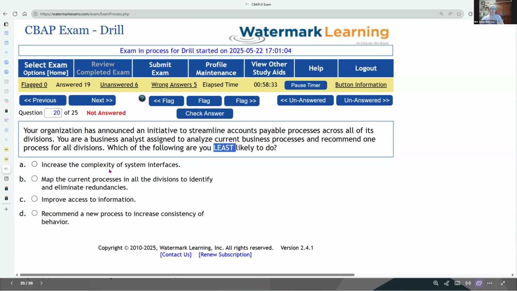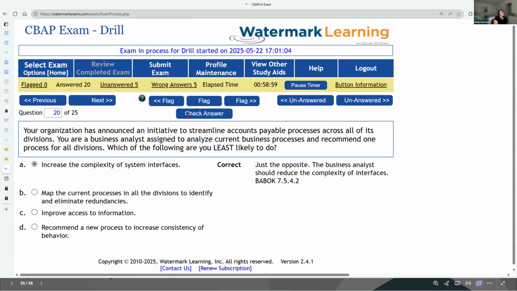So would it be increase the complexity of system interfaces, map the current processes of all divisions to identify and eliminate redundancies, improve access to information, or recommend a new process to increase consistency of behavior? There's one of these that kind of jumps out at us as business analysts. It's like, I would never do that. Which one? Increase the complexity. A. Let's make it harder. Goodness, gracious. Yeah, we want to decrease complexity of system interfaces and processes.